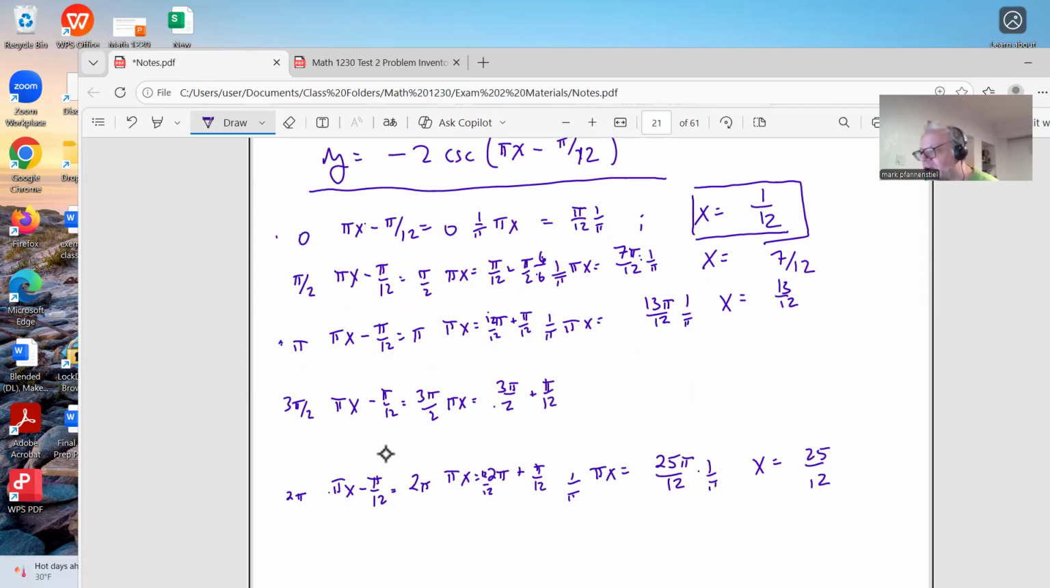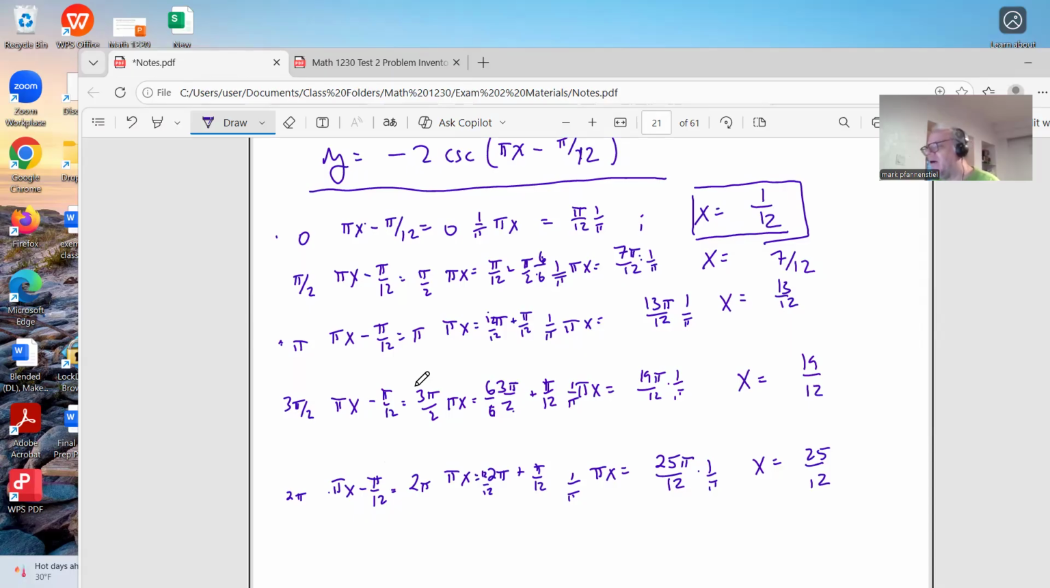And again, we're going to say we need a common denominator. So I'm going to multiply 6 over 6. So here we have 18 pi over 12 plus 1 pi over 12. That's going to be pi x is equal to 19 pi over 12. Let's go ahead and multiply by 1 over pi on both sides. So we end up with x is equal to 19 over 12.